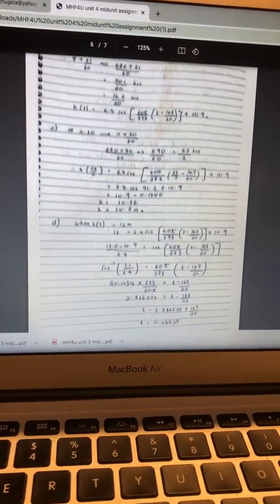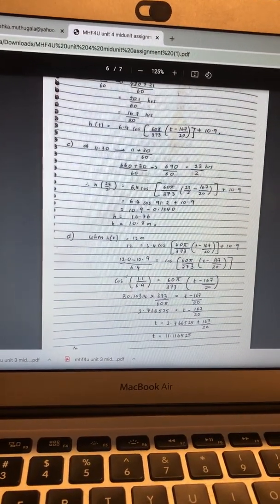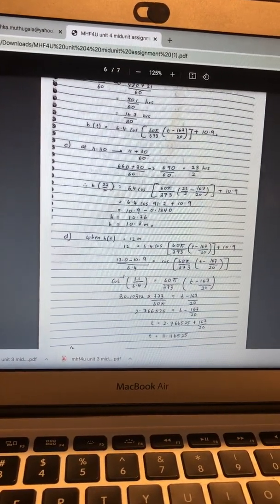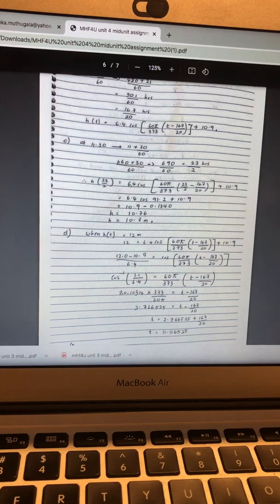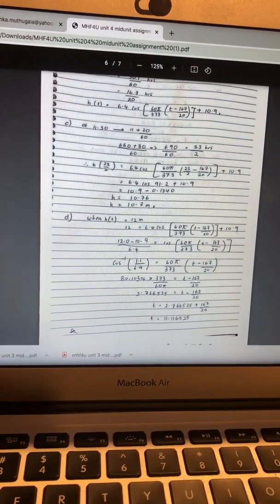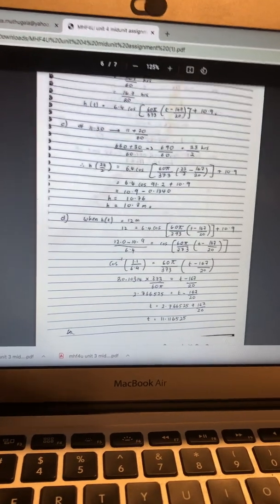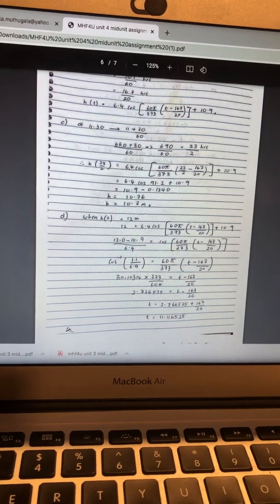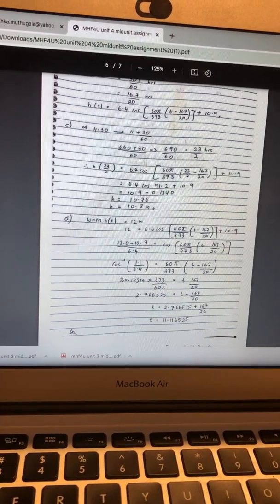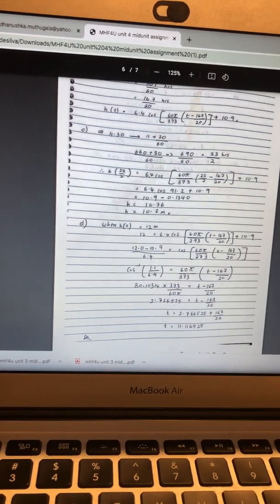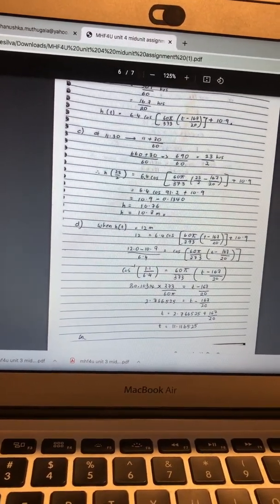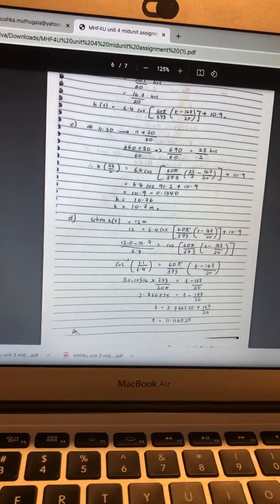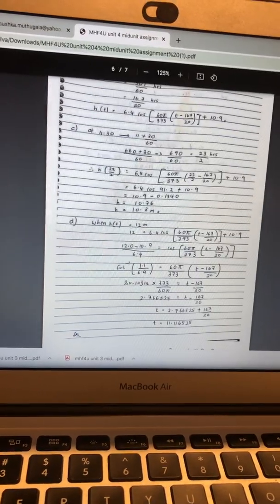So part C, 11:30, 11 plus 30 by 60. 660 plus 30 by 60 gives us 690 by 60, which is going to be 23 by 2 hours. So therefore H of 23 by 2 is equal to 6.4 cos bracket 60 pi by 373 within bracket 23 by 2 minus 167 by 20 closing bracket plus 10.9. So which is equal to 6.4 cos 91.2 plus 10.9, which is equal to 10.9 minus 0.1340, where H is equal to 10.76, which is 10.8 meters.